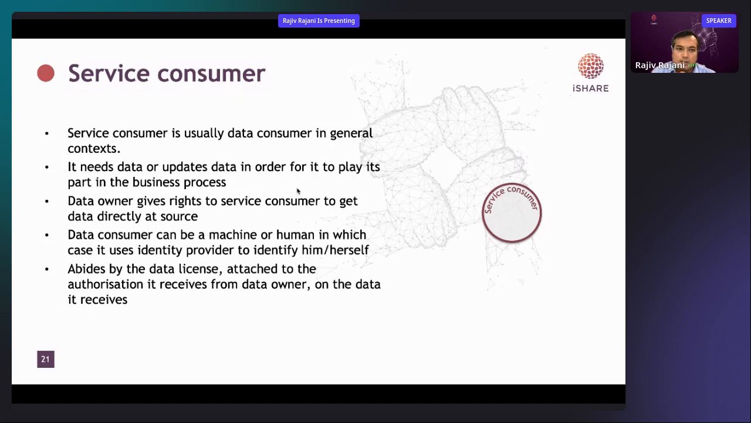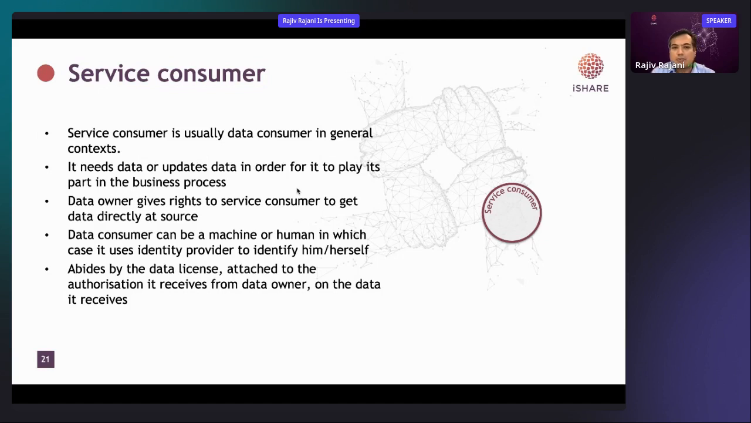The data owner usually gives rights to the service consumer, so that it can get access to the data source directly, or it can get access to the service directly, where it can read or write the data. And as I already mentioned, it can be a machine of that transport company, or it can be a human who is updating that information.